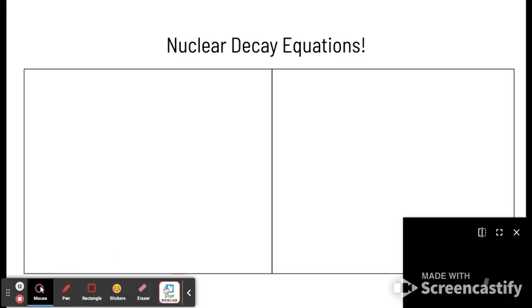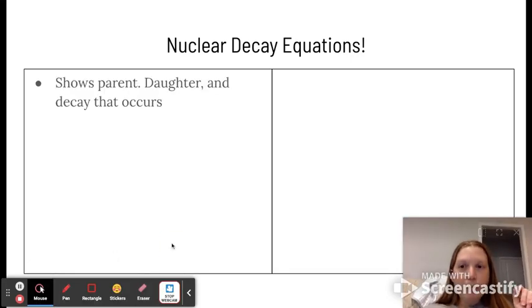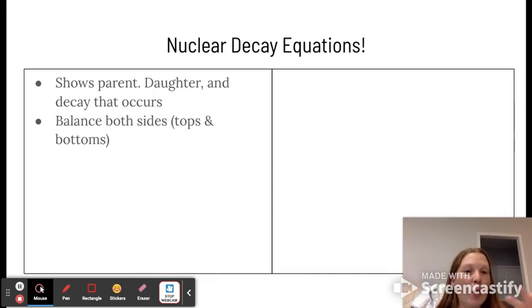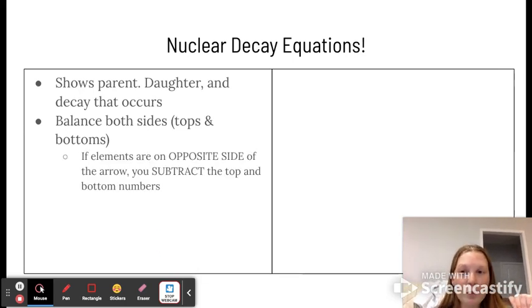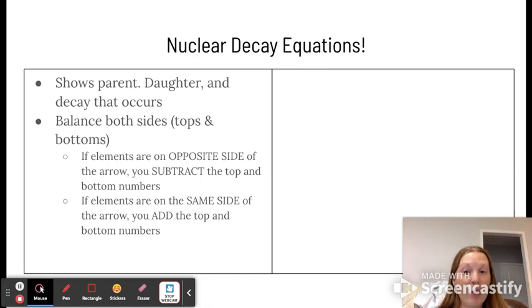So now let's talk about nuclear decay equations for these. This shows the parent, daughter, and the type of decay that occurs, written like a chemical equation. You have to balance both sides, which means you have to make sure the top numbers are equal on both sides of the arrow and the bottom numbers are equal on both sides of the arrow. If elements are on opposite sides of the arrow, you will subtract the top numbers and subtract the bottom numbers. If they're on the same side of the arrow, you add the top numbers and add the bottom numbers.